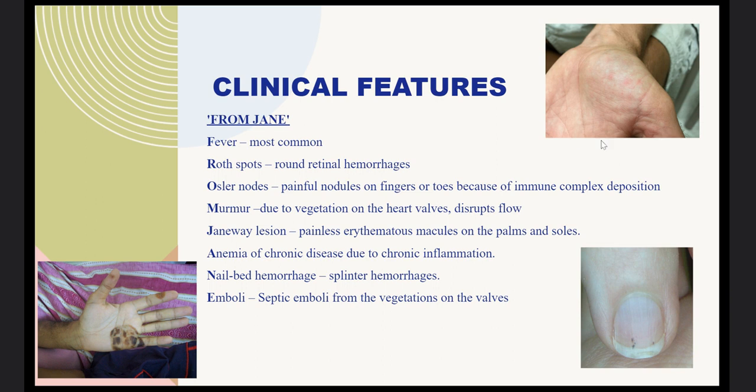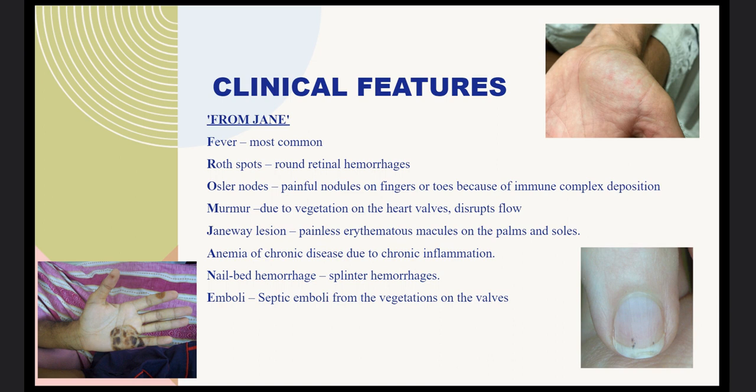Janeway lesions, which can be seen in the upper right corner. These are painless erythematous macules on the palms and soles. And you have anemia of chronic disease because of chronic inflammation, nail bed hemorrhages, which is seen here on the bottom right, the splinter hemorrhages, and emboli, which we talked about in the previous slide, the septic emboli from the vegetations on the valves.